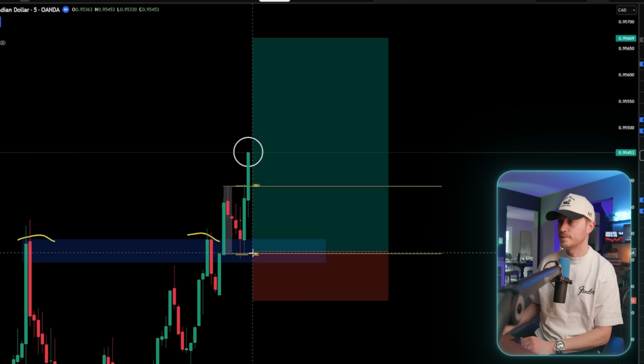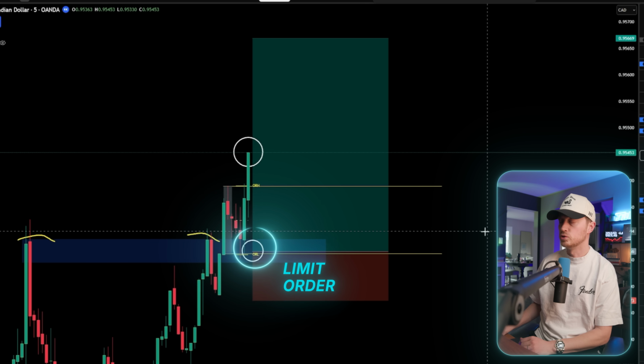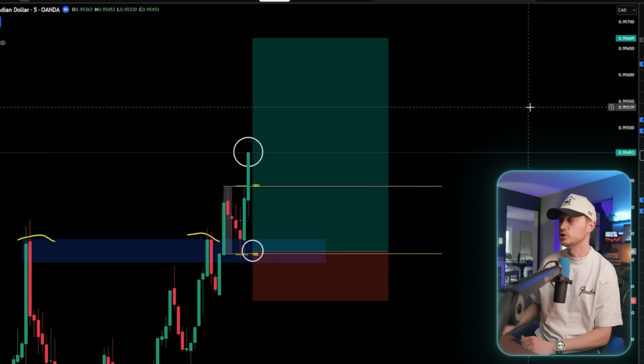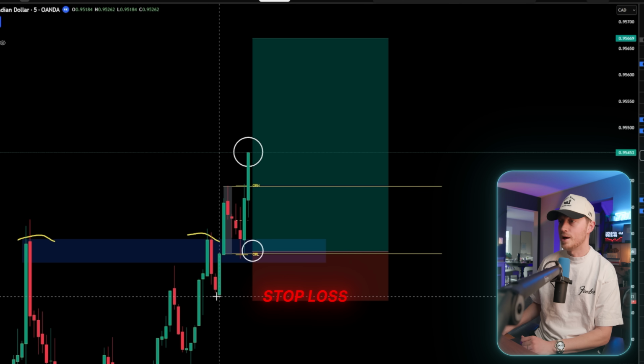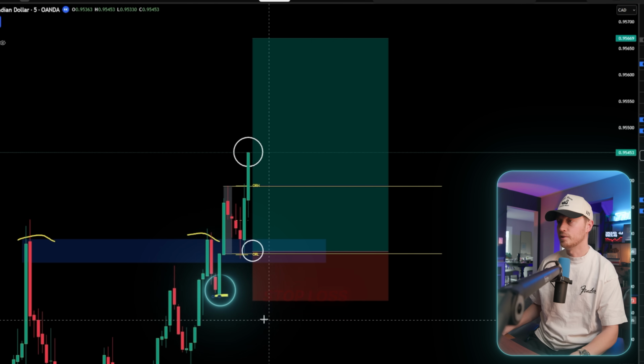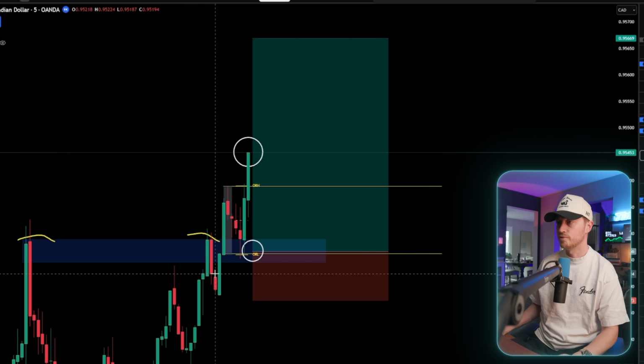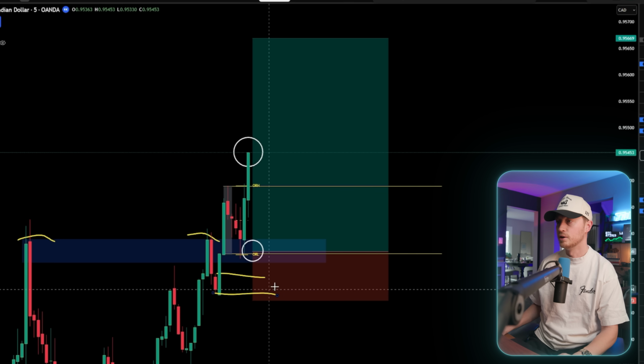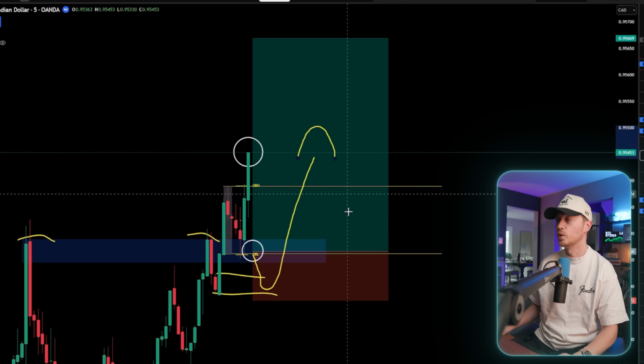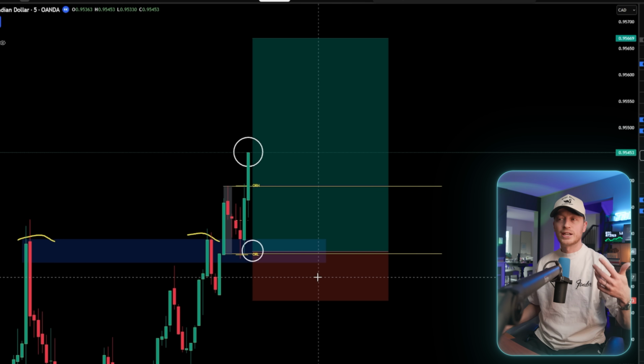So on this one, I set my limit order right there. As soon as price touched that level, I'd be into my trading position. I set my stop loss below this level right here. I felt like that was pretty safe, right? We had the level of demand right there, so possibly could have triggered that and went into the trade. It was a little bit of an extra safeguard.